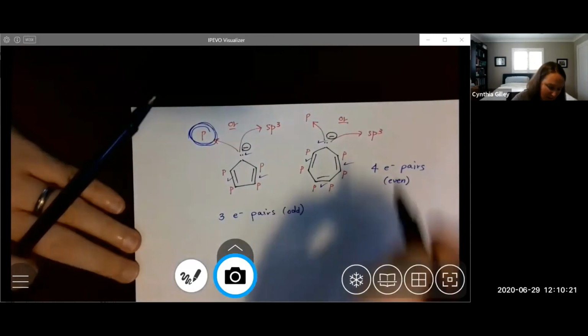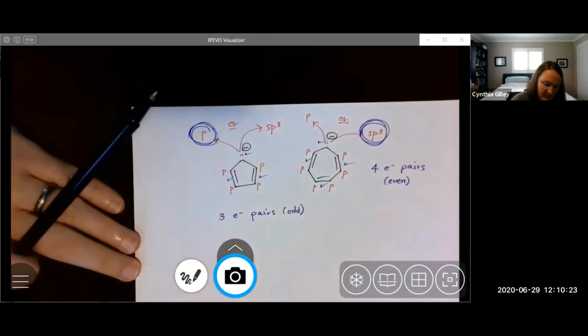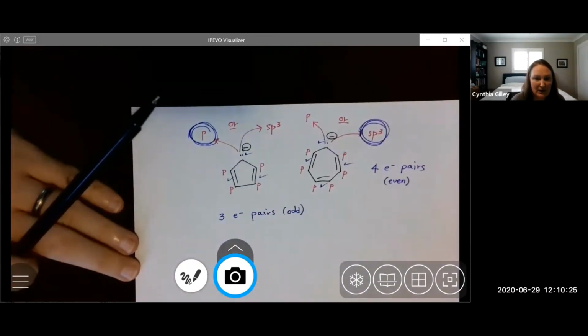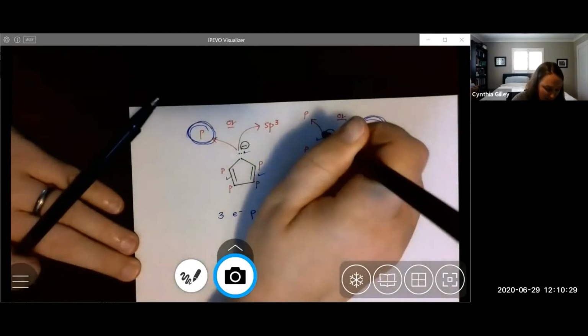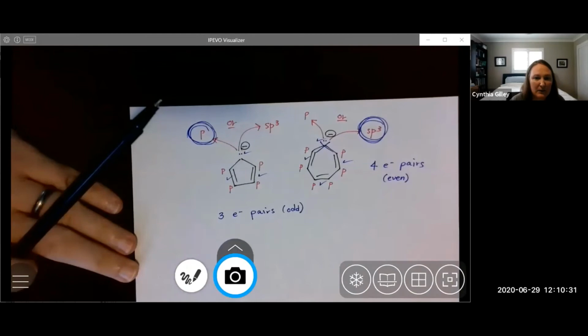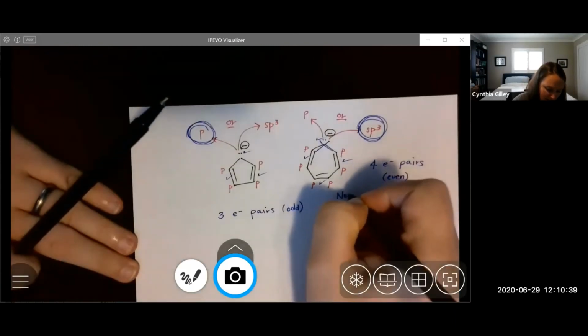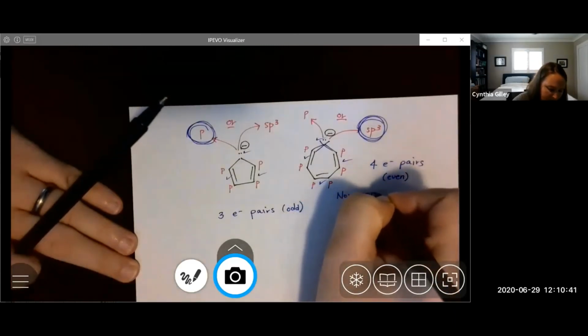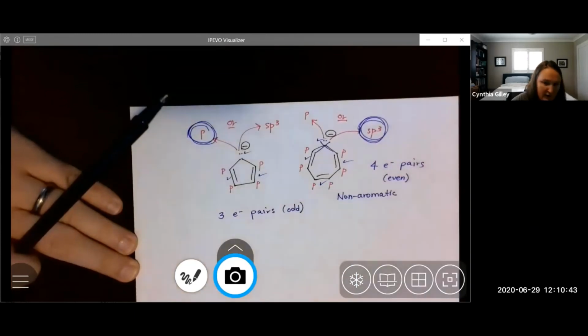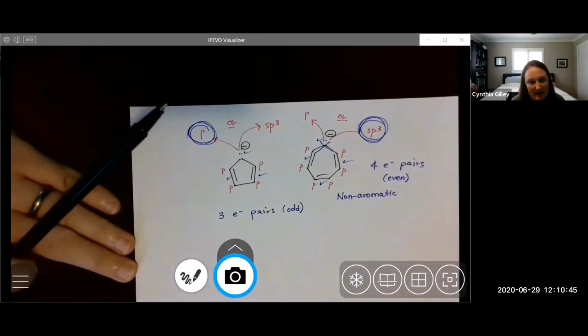Instead, it will go into a hybridized orbital. If it goes into a hybridized orbital, that means we don't have a p orbital at that carbon. We don't have a p orbital at that carbon. It can't be aromatic or anti-aromatic, and it becomes non-aromatic. So it's much more stable for it to be non-aromatic versus anti-aromatic, right? So it will be non-aromatic.